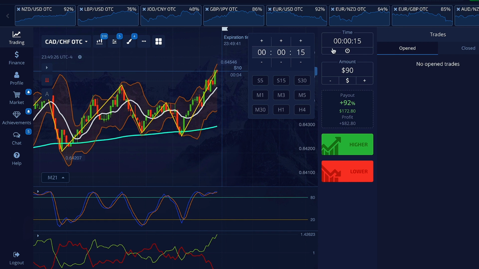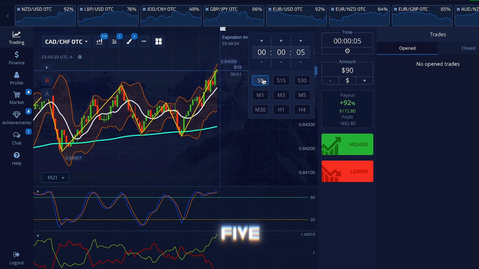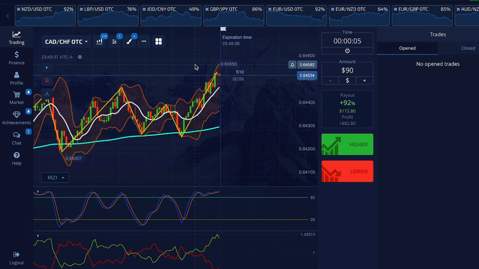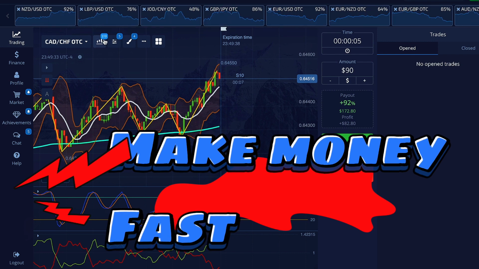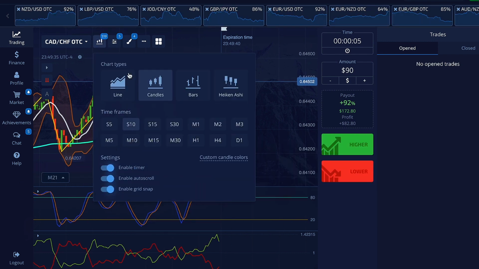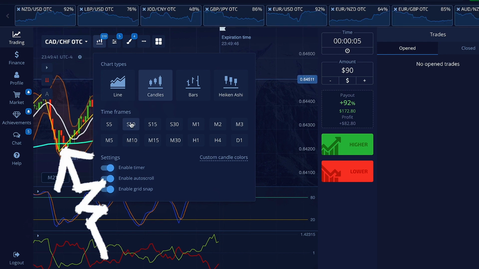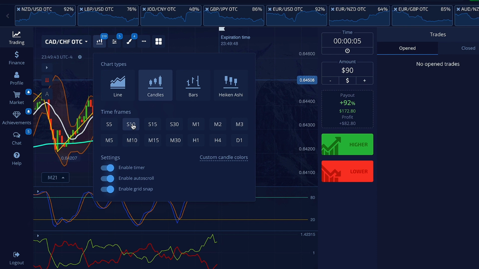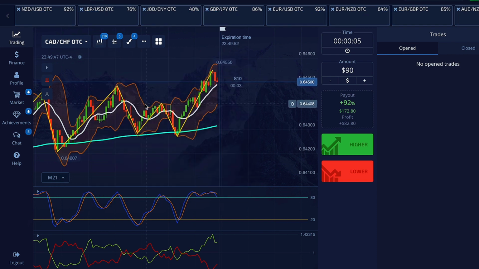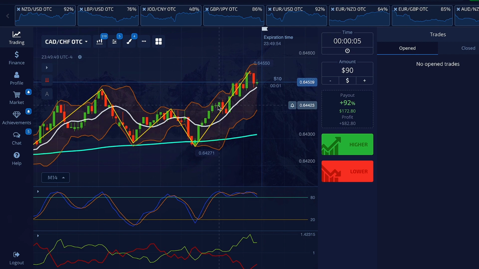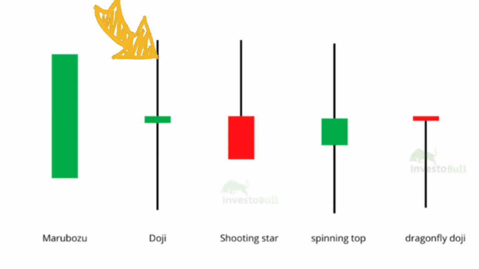Today's trading method, we are going to be trading on a 5-second time frame because I know how much you guys like to make this money fast. So for the candlestick time frames, guys, this is going to be how many seconds or minutes that these candles right here represent. We're going to be trading on the 10 seconds, and you want to make sure that you have candles on, not Heikin-Ashi, because we want accurate candlesticks and candle wicks technical analysis.